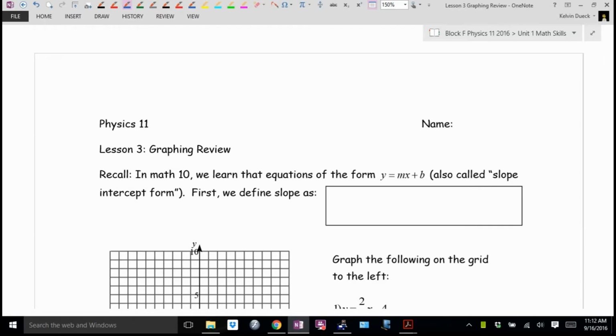Graphing review. Well, in theory, this is all review, but I'm going to assume you've forgotten most of it. So in Math 10, you learned that equations of the form y equals mx plus b, which you also called slope-intercept form, are lines. First, we defined slope. What letter, what variable did we use for slope?